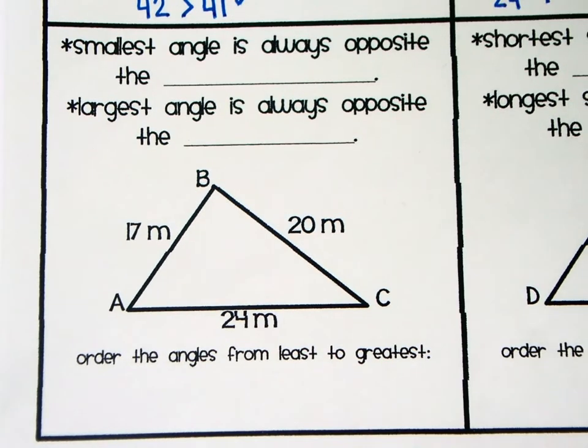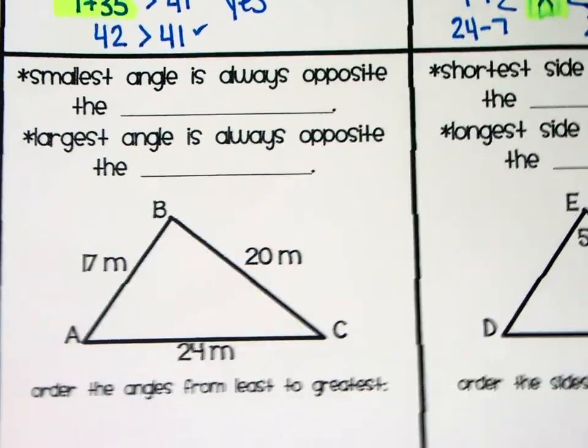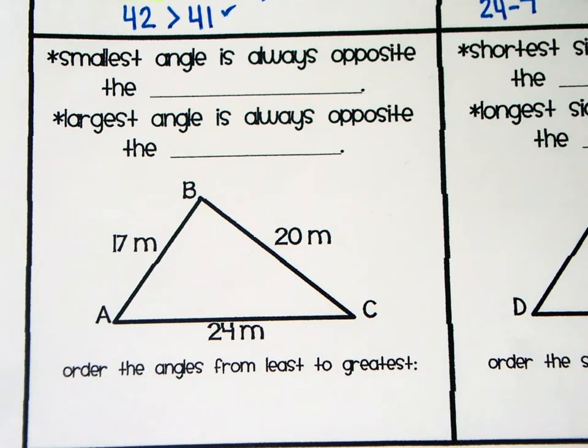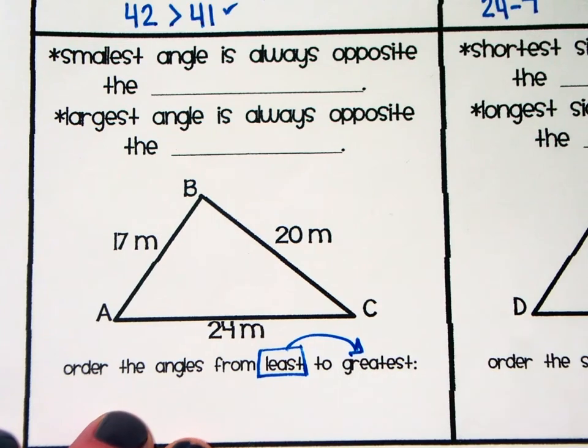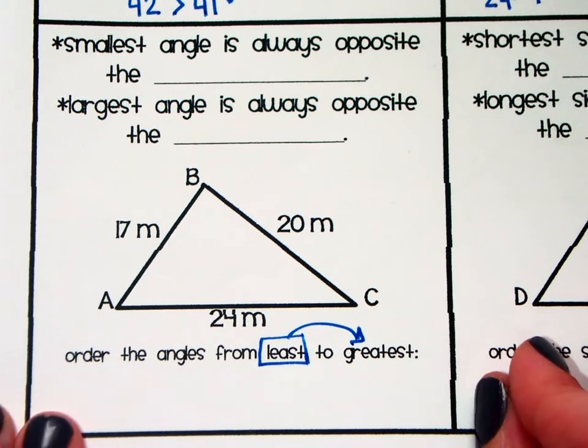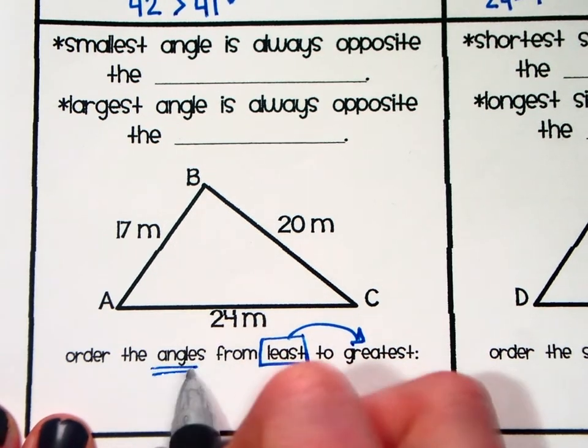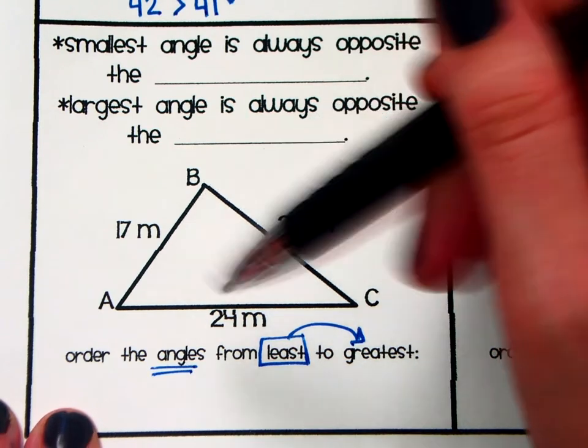This next theorem is called the Hinge theorem. It's called the Hinge theorem because it actually kind of looks like a hinge. So let's discuss it. We have all these different side lengths, and we want to order the angles from least to greatest. I'm going to box in the word least, arrow over to greatest, so I'm ordering the right way, and I'm going to underline angles. Notice how I've given you side measurements here.